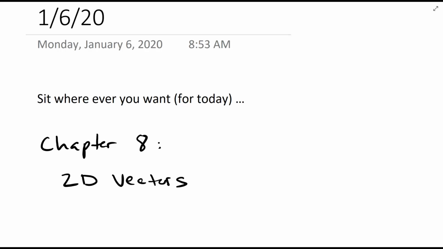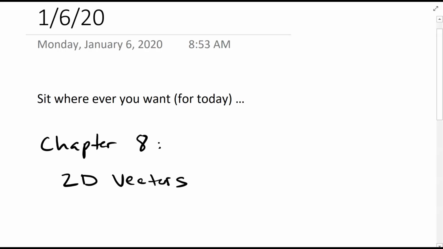This material will be particularly either familiar or potentially quite useful because we're going to be talking about vectors, specifically 2D vectors. We're not going to do all of the Chapter 8 materials that I've posted, probably like the first 2.5-ish sections, but that's probably about right.